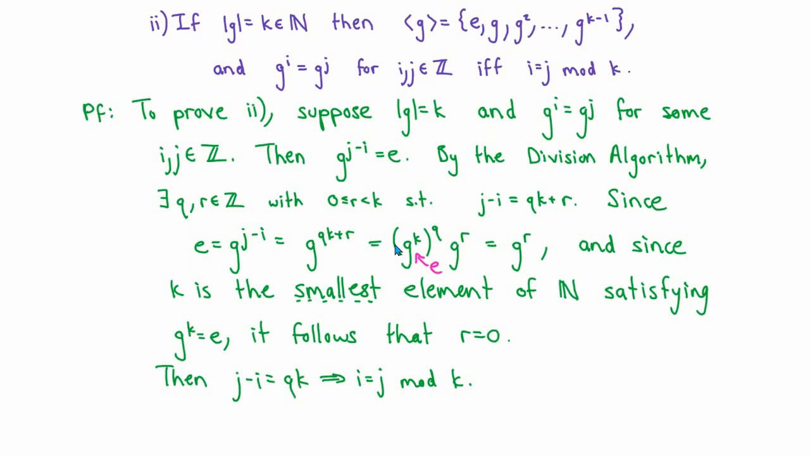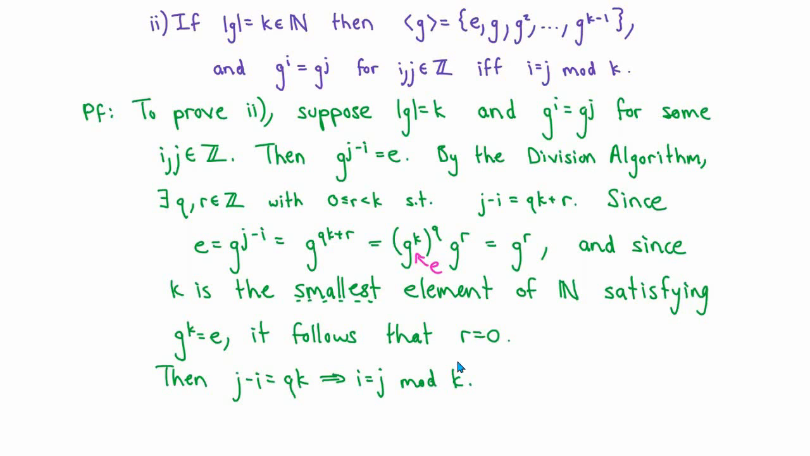Well, that's the same as saying that i is equal to j modulo k. That gives me one direction of this biconditional statement. Now for the other direction, if i is equal to j modulo k, then it means that j minus i is q times k for some integer q. And then by a similar argument, I get that g to the j minus i is the identity, which guarantees that g to the i is equal to g to the j.